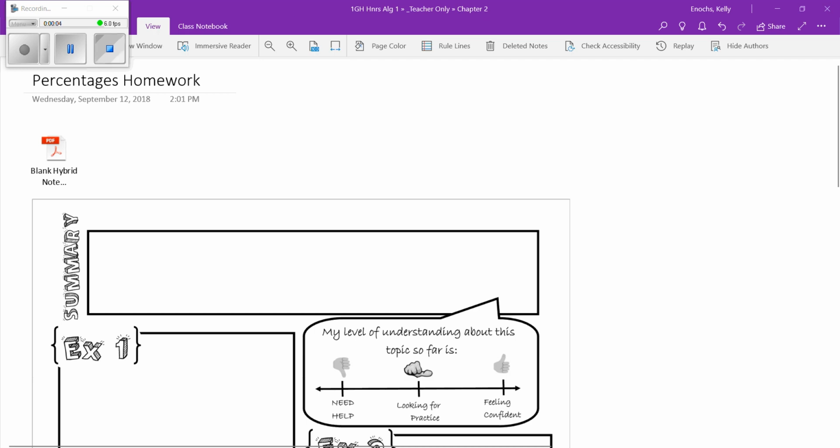We're going to work on our percentages homework. So that's section 2.9 and 2.10. And before we begin, don't forget to give me a little summary and a check on how you're feeling after class today.